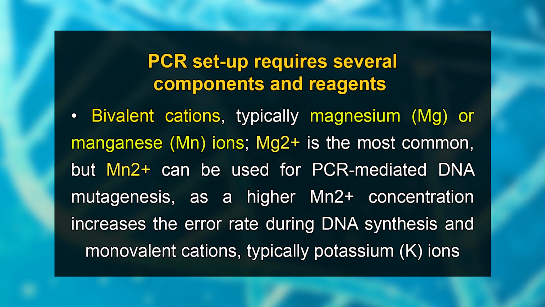Mg2+ is the most common, but Mn2+ can be used for PCR-mediated DNA mutagenesis, as a higher Mn2+ or manganese 2+ concentration increases the error rate during DNA synthesis, and monovalent cations, typically potassium ions.